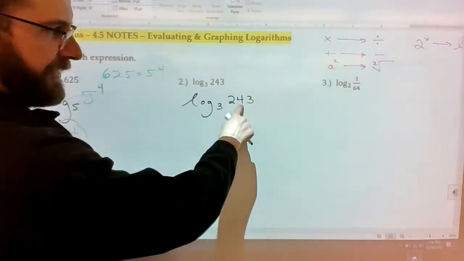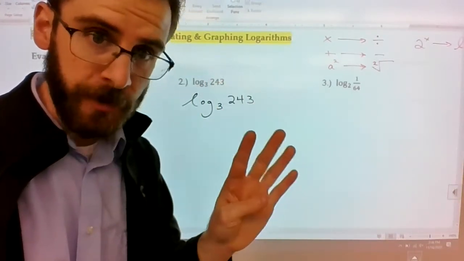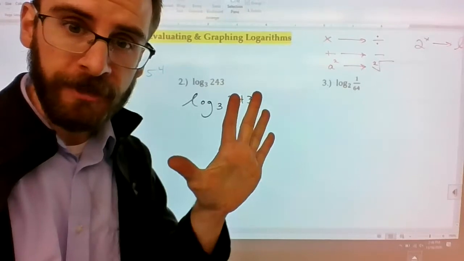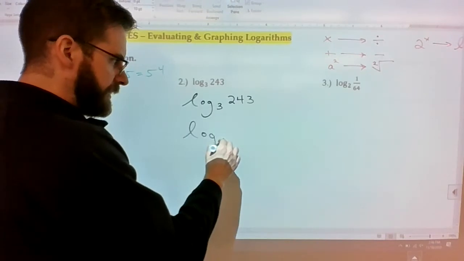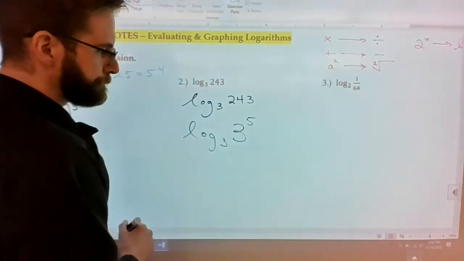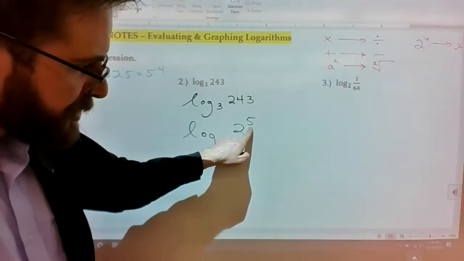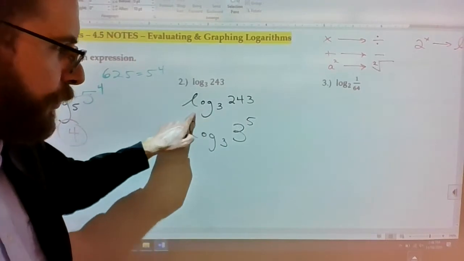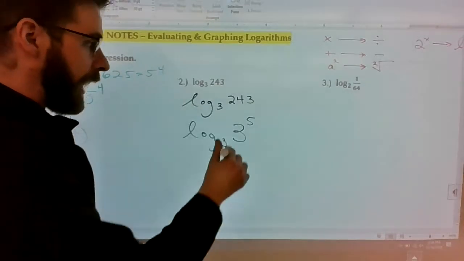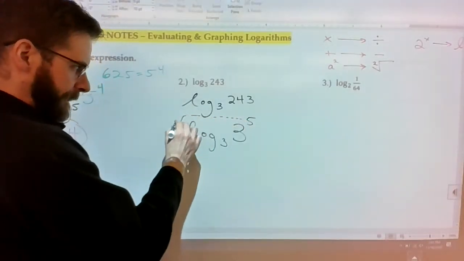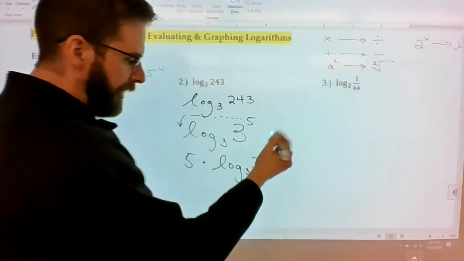$243. This is 3 times 3, 9, times 3, 27, times 3, 81, times 3, 243. 5. It's log base 3 of 3 to the 5th power. Now there's also a rule that says any exponent up top can be rewritten as a coefficient. That's a property of the logs that we're going to dig into a little bit later. So I can technically rewrite this as 5 times log base 3 of 3.